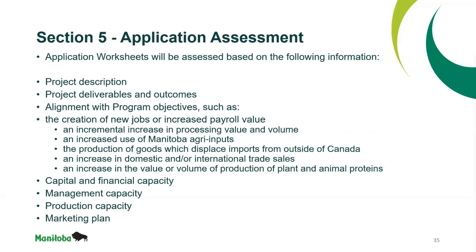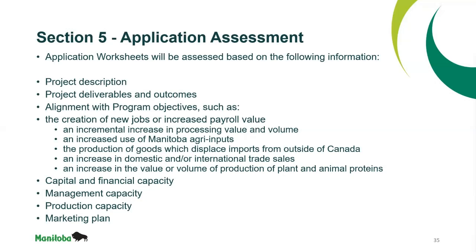The following are the assessment criteria: project description, project deliverables and outcomes, alignment with program objectives, such as the creation of new jobs or increased payroll value, an incremental increase in processing value and volume, an increased use of Manitoba agri inputs, the production of goods which displace imports from outside of Canada, an increase in domestic and/or international trade sales, and an increase in the value or volume of production of plant and animal proteins.